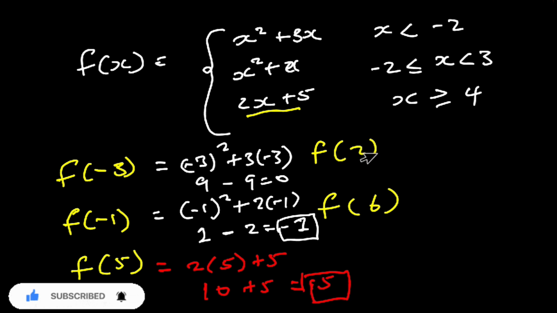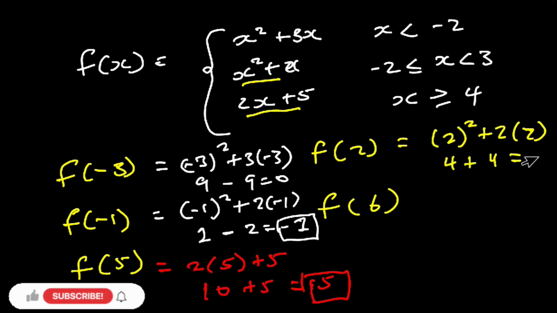Let's find f of 2. So when x is 2, which of these functions are we going to use? Now x is greater than or equal to negative 2 and less than 3. So 2 falls within this range. So we're going to be using this formula to find the value of f of 2. So let's plug in 2 into this formula. So you have 2 squared plus 2 multiplied by 2. 2 squared is equal to 4, plus 2 times 2 is equal to 4. 4 plus 4 is equal to 8. And then this is the answer for this.